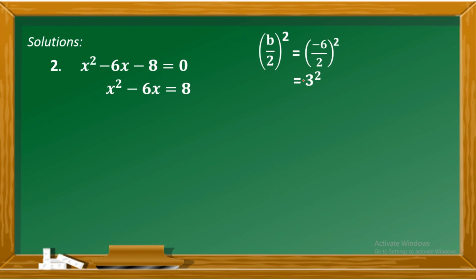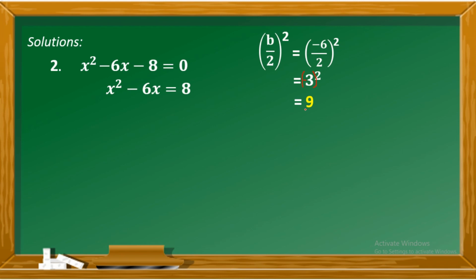Sorry, dapat negative ito. Tapos parenthesis. Wait lang. Ganito dapat yan. Ayan, yun yung tama. Di ba? Negative 6 divided by 2, so negative 3, and then meron pang squared. So yung result is positive 9. Negative 3 squared is positive 9.